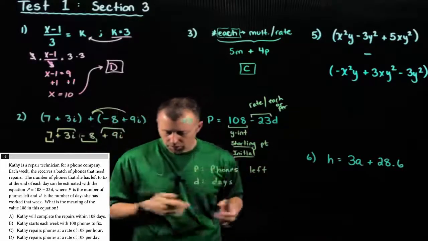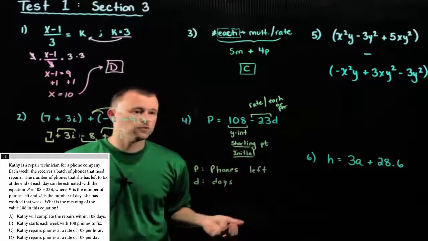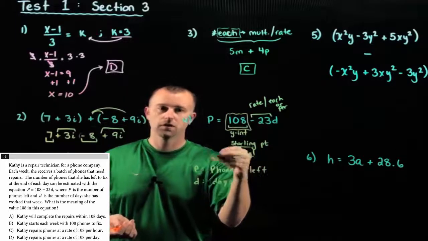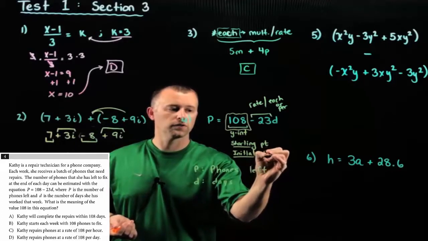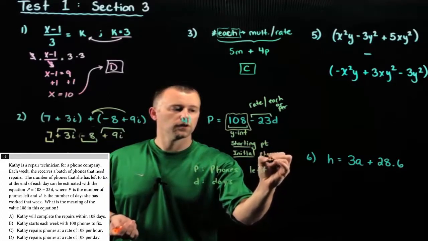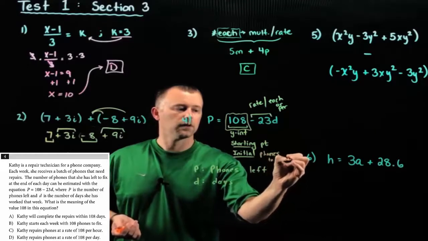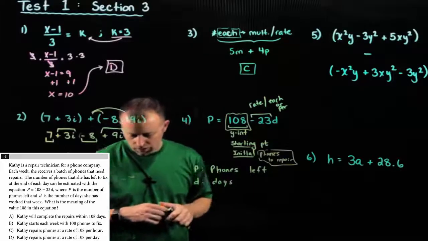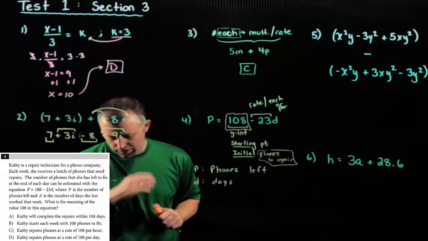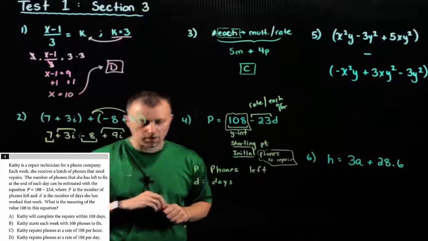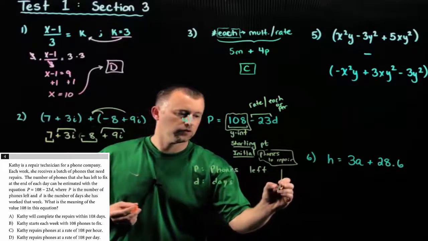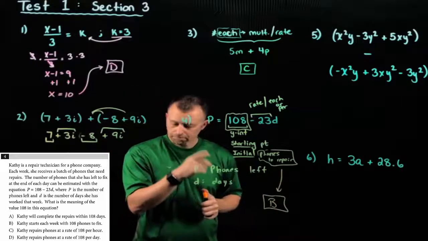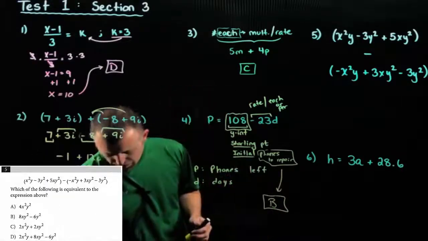So at this point, they ask, what is the meaning of the 108? As soon as you see that, okay, this 108, this is the initial value. So in this case, I'll say the initial phones to repair. Because now we're able to figure out this other little piece in here. So when you look at that, B states that Kathy starts each week with 108 phones to fix. So that's going to represent answer choice B. So that's going to be number 4. Moving on to number 5.